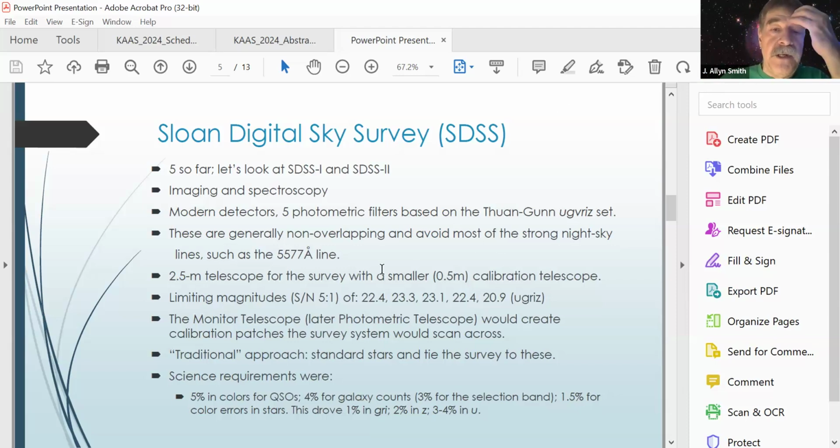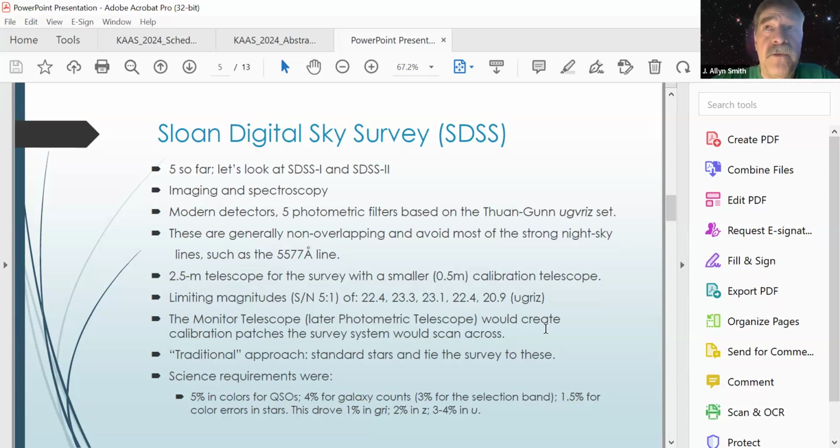Limiting magnitudes are shown here for the 5 filters at a signal to noise of 5 to 1. And the monitor telescope, or later the photometric telescope, would create these secondary calibration patches all around the survey area, which the 2.5 meter survey telescope would then scan over to get the calibration data they need. And so, like I say, this is a traditional approach. Standard stars would be placed, and we would tie the survey to the standard stars.